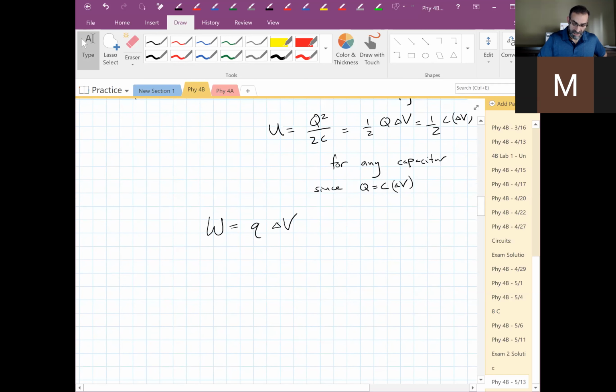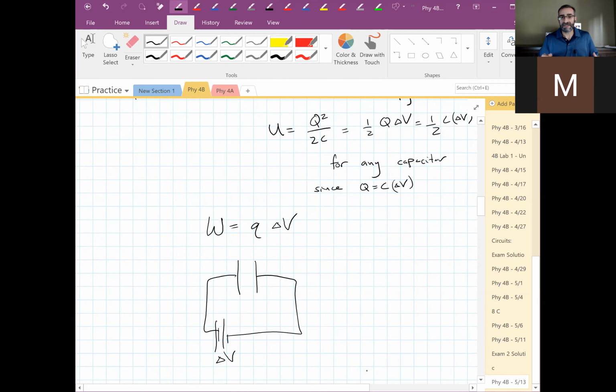Well, the reason is that if we just use the maximum delta V, we're not moving all the charges through that maximum delta V, remember. We're moving the first charge. The first charge, it doesn't take any work at all to move it. It's easy. There's no electrons over there repelling it. We pull an electron off this side, stick it on that side. It doesn't take any work at all. But the second electron takes a tiny bit of work, right?